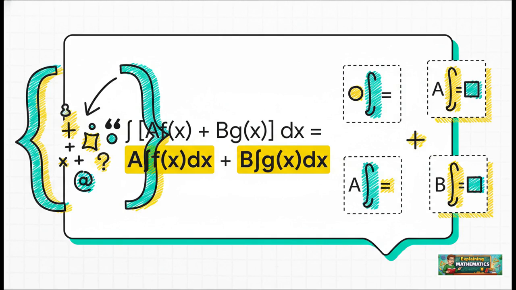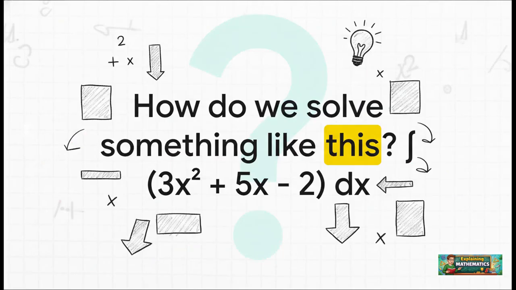One, you can break an integral of a sum into a sum of separate integrals. And two, if you have a constant being multiplied, you can just pull it right out in front of the integral sign. This is huge because it lets us take complicated problems and break them into smaller, much more manageable pieces. So how do we actually apply this?